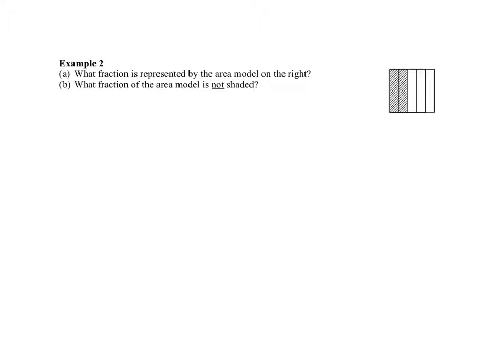So let's look at another example. What fraction is represented by the area model on the right? If we look over here, say this is our loaf of bread, first we need to know how many it's out of. So if we count how many total pieces there are, that will tell us our bottom part, or our denominator. So 1, 2, 3, 4, 5. So our denominator should be 5. So for A, we're going to put that out of 5.